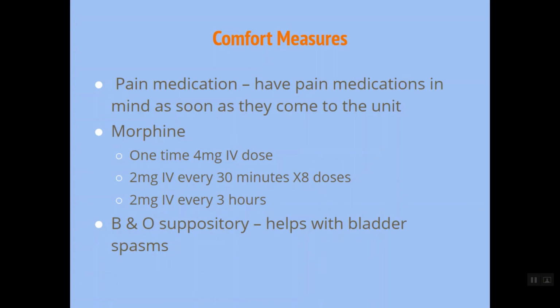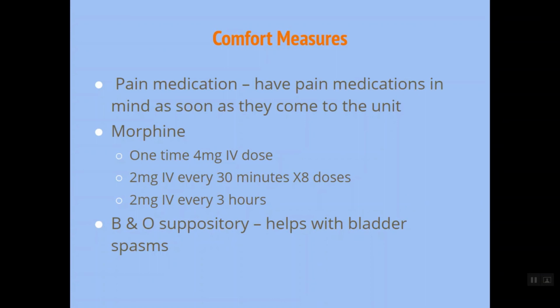So pain medications, we have pain medications in mind as soon as they come to the unit. We used to do morphine PCAs for all of our kidney transplant recipients, but we went away from that because of the opioid crisis. So now we do a one-time dose of 4 milligrams of morphine, followed by 2 milligrams they can get IV every 30 minutes for 8 doses.